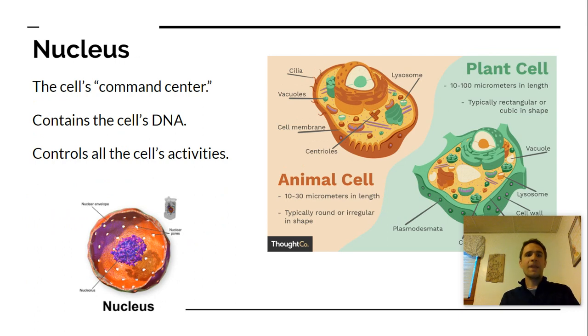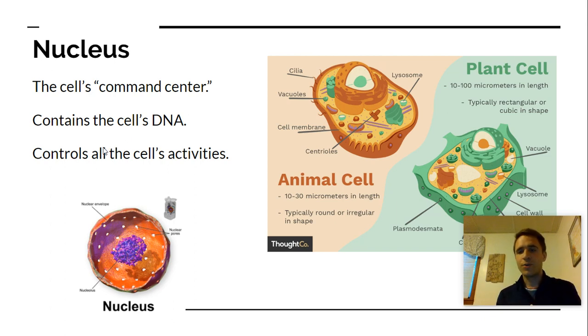Okay. Next one is the nucleus. The nucleus is like the command center, the control center of the cell. It's kind of the most important part of the cell. It's right here in the animal cell, right here in the plant cell. The nucleus contains all the cell's DNA, and because it contains all the cell's DNA, it controls all the cell's activities.